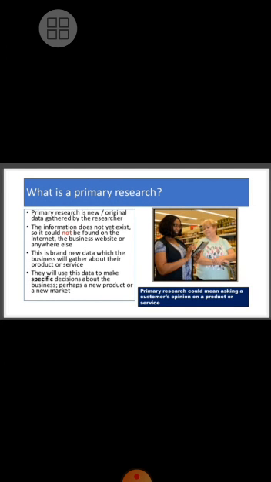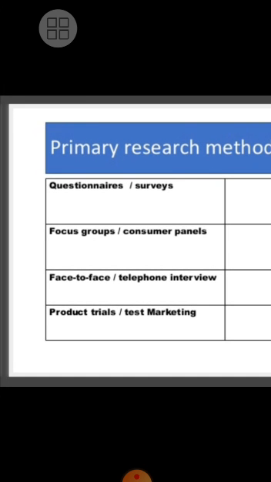As we can see here, when we are asking any question from our walk-in customer or from any other customer, it means we are collecting something, we want to know something which never existed before. So this type of research is called primary research. And there are different techniques of primary research like questionnaires, surveys, focus groups, consumer panels, face to face, telephone interview, product trials, test marketing. So, all these are the methods of the primary research method.